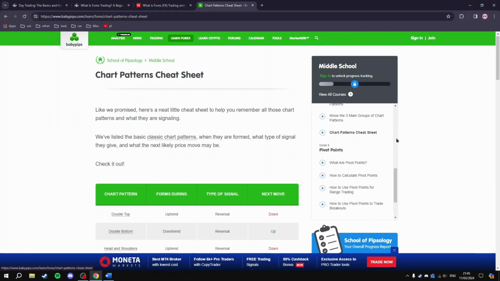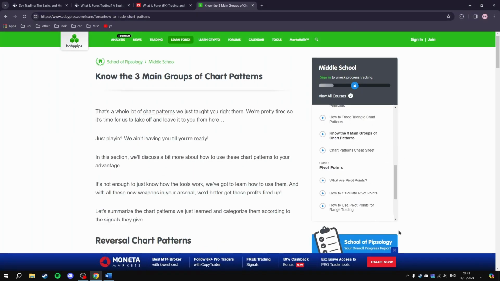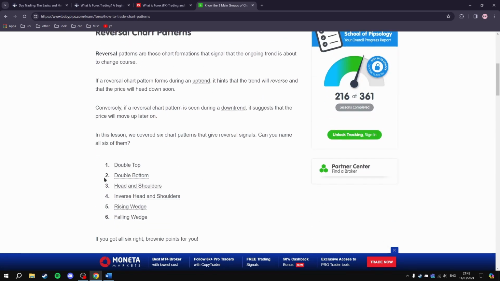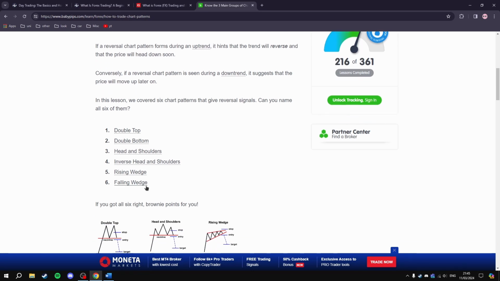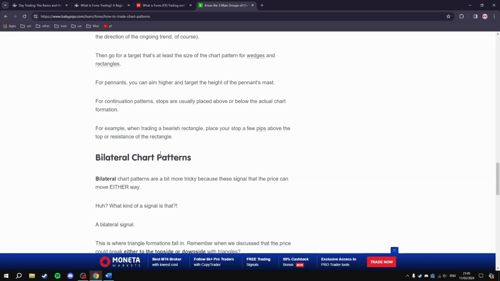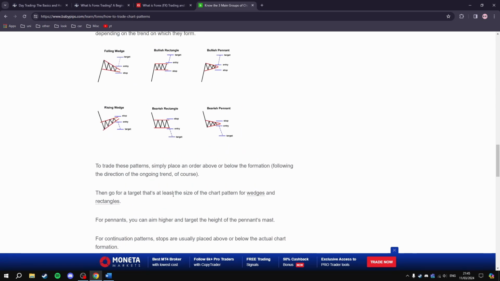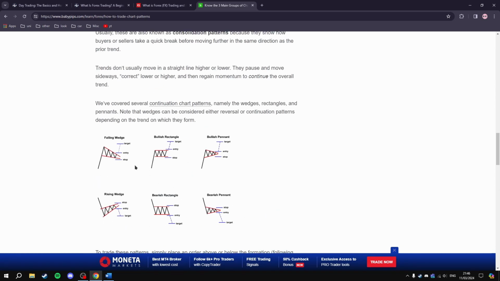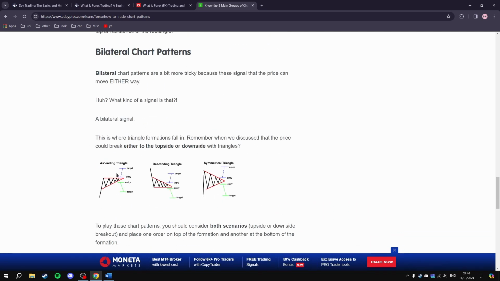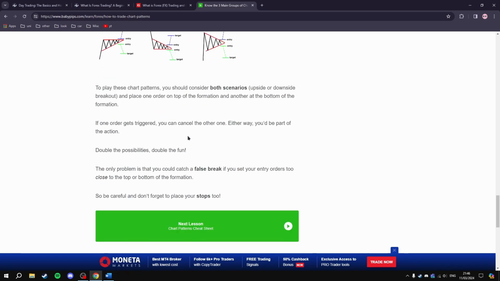So in the last video we went through the three main groups of chart patterns. We've got the reverse chart patterns, which include the double top, double bottom, head and shoulders, inverse head and shoulders, rising wedge, falling wedge. And we've got the continuation chart patterns: the falling wedge, rising wedge, bullish rectangle, bearish rectangle, bullish pennant, bearish pennant, and then we've got the bilateral chart patterns. So we've got basically the triangle formations: the ascending triangle, descending triangle, and the symmetrical triangle.